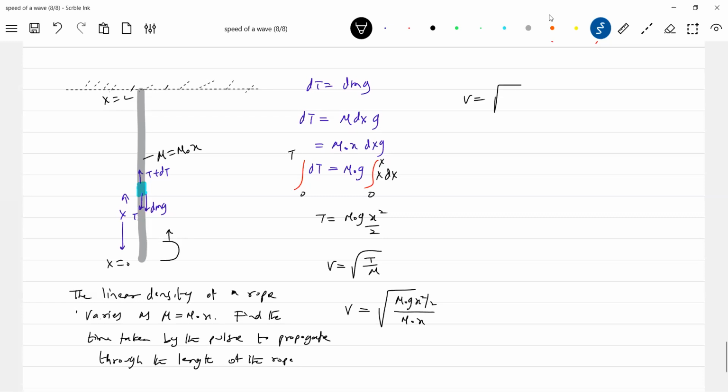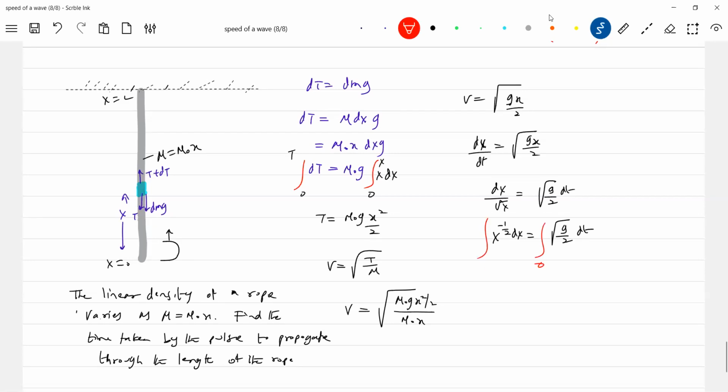So what is the expression for the speed of the wave? It will be gx by 2. Mu naught gets eliminated, x will get eliminated. Then we write this as dx by dt. Integrating x to the power of minus 1 by 2, so this will be 2 root x, from 0 to L.